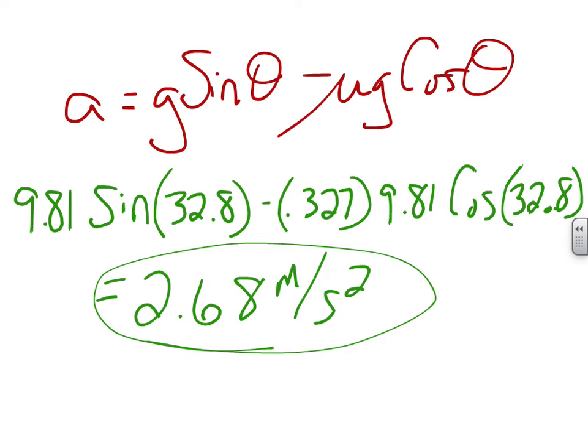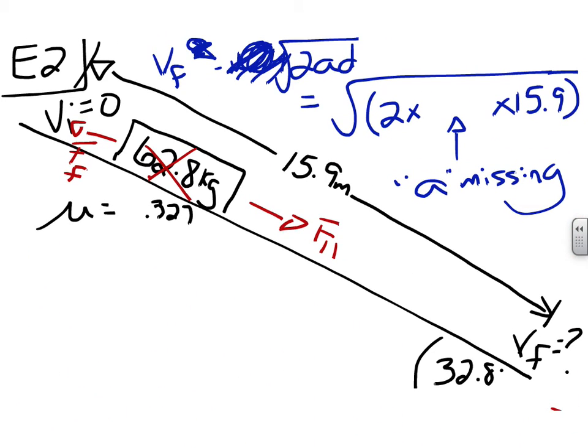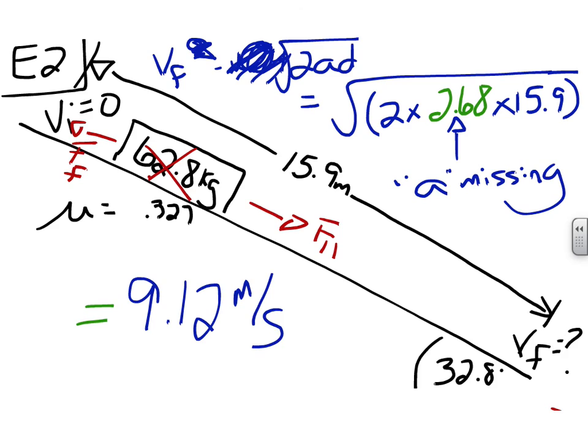So this was our missing acceleration that we're going to shove in much, much higher. So the 2.68 is what we were missing up here. So again, we just need to multiply that times our 15.9 and times our 2, and then square root that whole puppy. And we're going to end up with a final velocity of 9.12 meters per second. How easy was that?